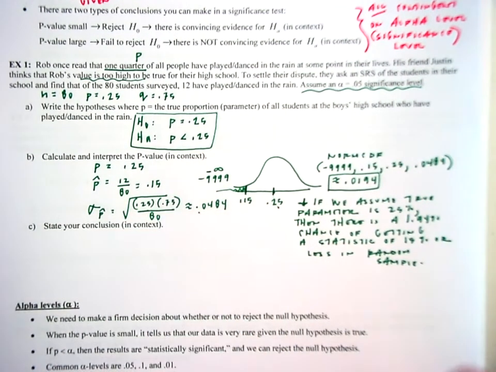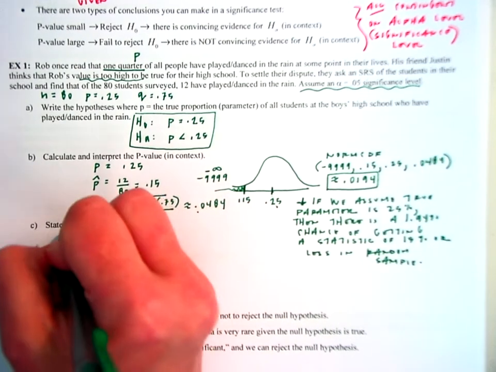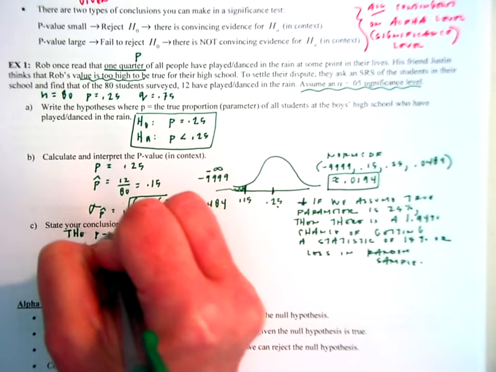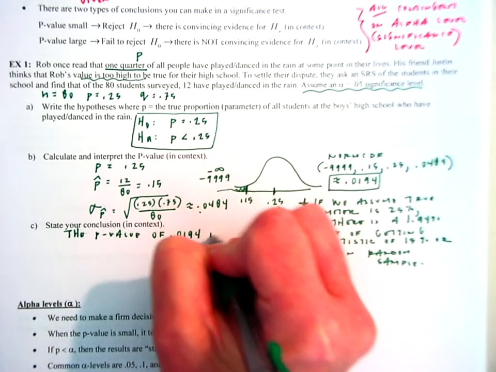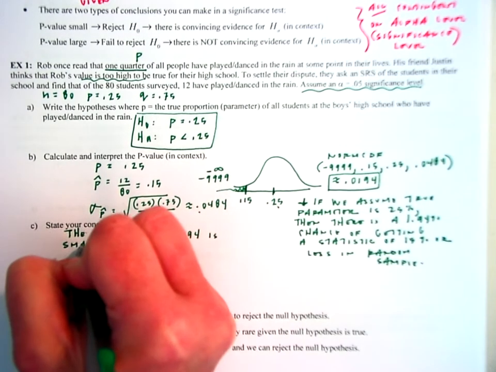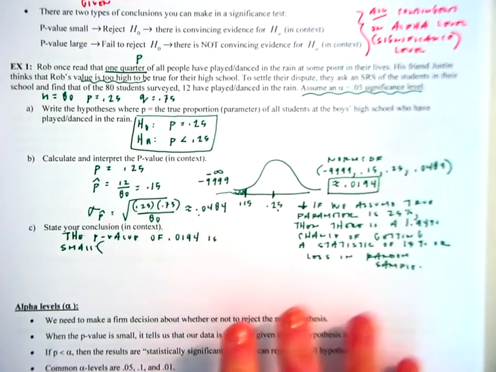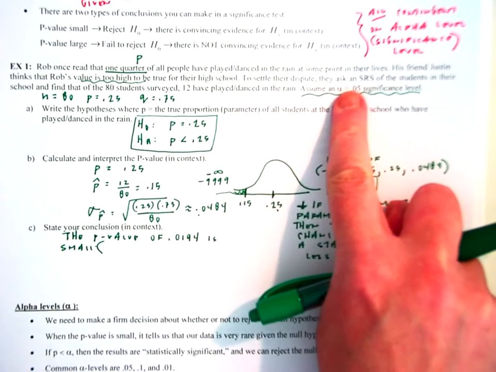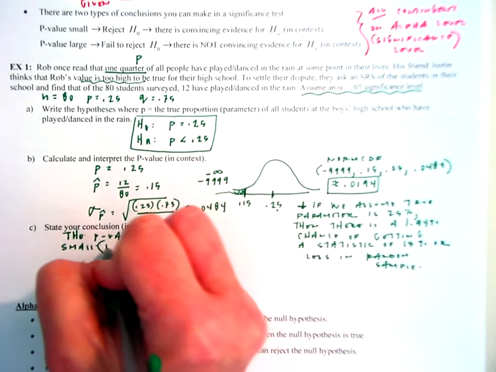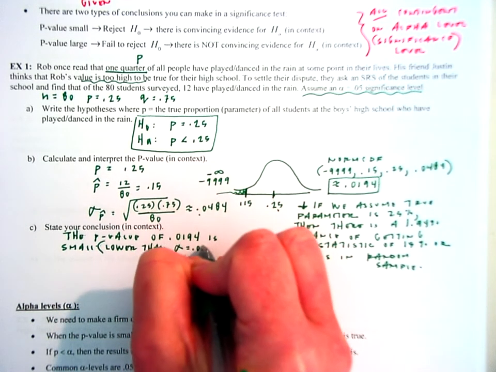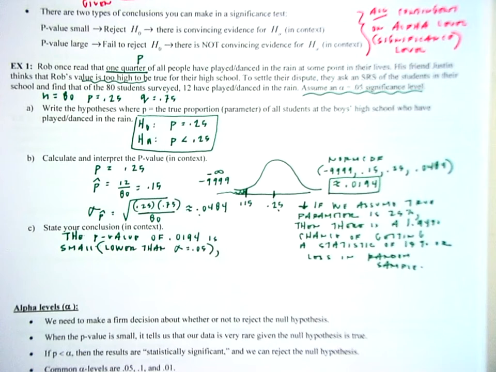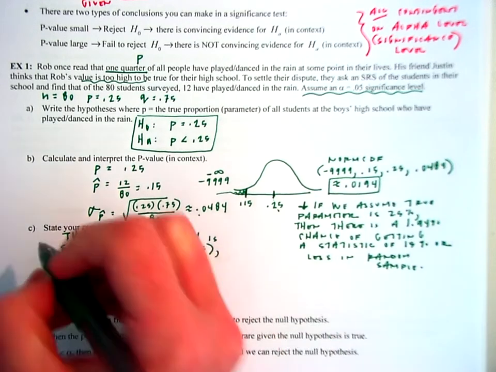So state the conclusion in context. We're saying, okay, it's so small. The p-value, probability value of 0.0194 is small. Right? And really we're going back to that alpha level right here that we set. It's smaller than the 0.05. So lower than that alpha level of 0.05. So since it's lower, we're saying, this would be super unusual. We don't think that we're maintaining the status quo. So we're going to reject the null hypothesis.